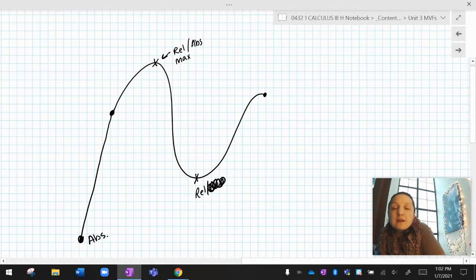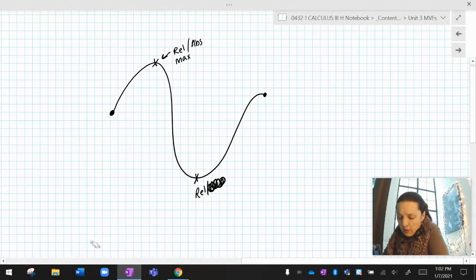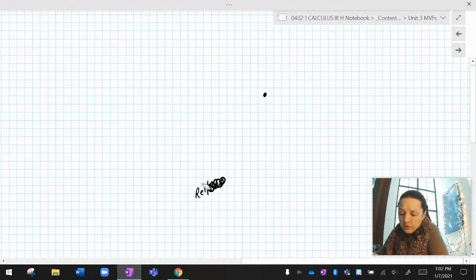And one of the things I said a lot last year was that absolute extrema can occur at critical points and end points, where critical points are where your derivative either equals 0 or doesn't exist. We're going to do the same thing here, but now we're going to do it for a multivariable function, where I want to kind of look at my surface.